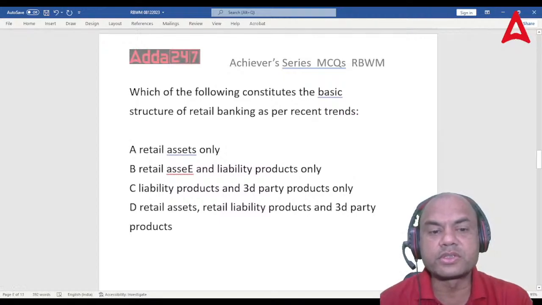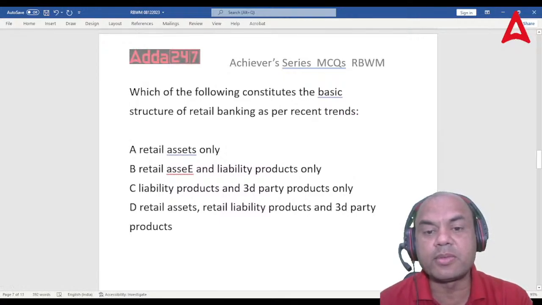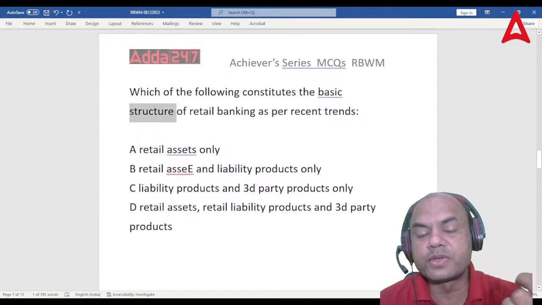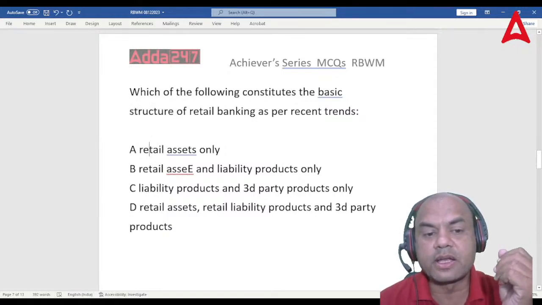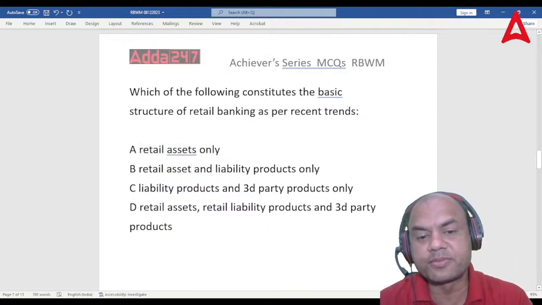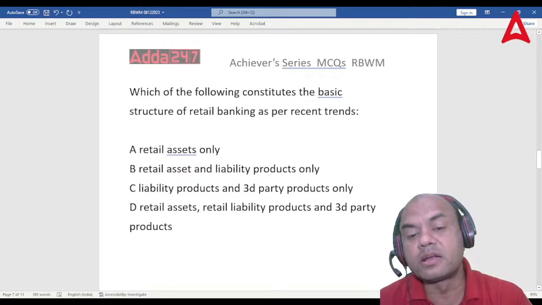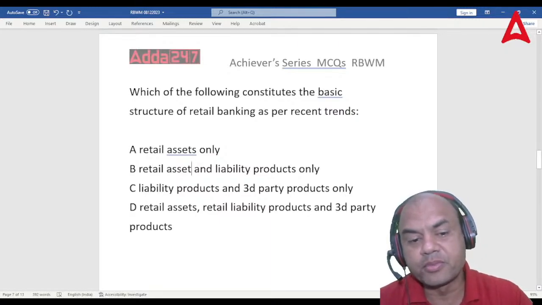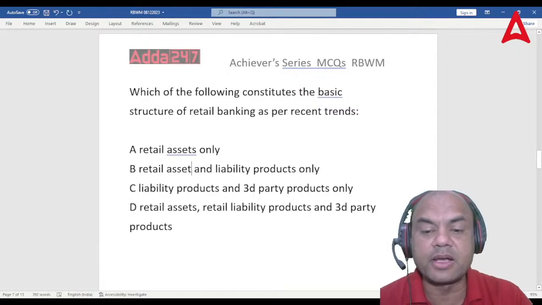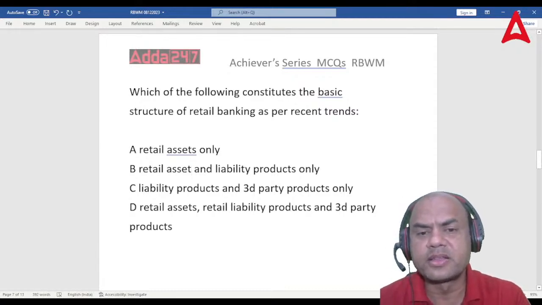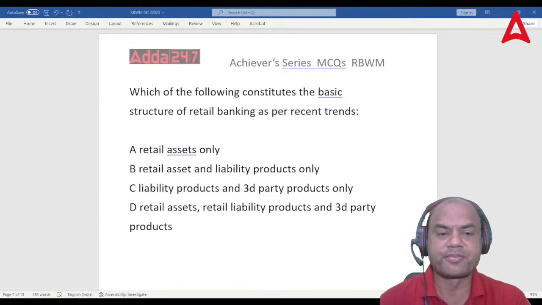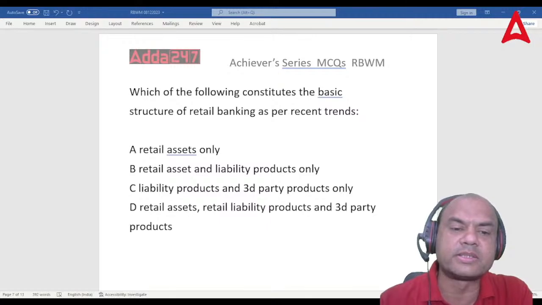Which of the following constitutes a basic structure of retail banking as per the recent trends? Structure means what do we sell? Do we sell retail assets only? Do we sell retail assets and liabilities? Do we sell liability and third party products only? Or do we sell retail asset, retail liability and third party products? This is quite simple. You should be able to answer this. What do you think should be the answer? Very simple one.